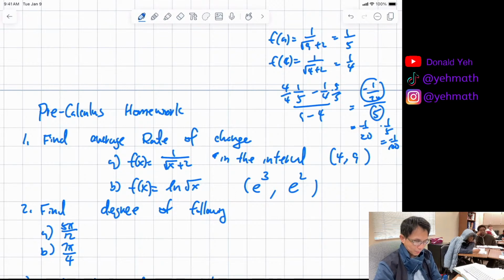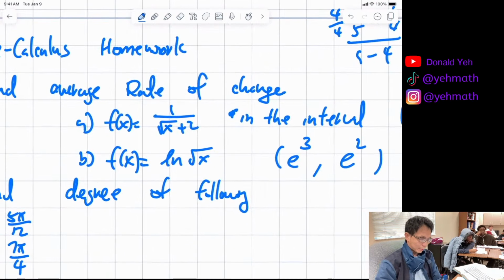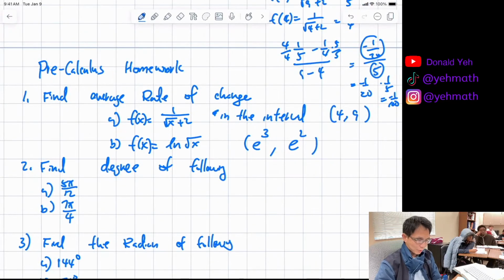Now, some people have problems with the second one. What I would do is change this to natural log x to the 1/2. Why do I do that? I don't have to deal with the square root, because they practically mean the same thing. Does that make sense? Can I move the exponent to the front?